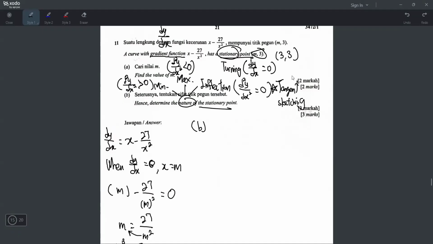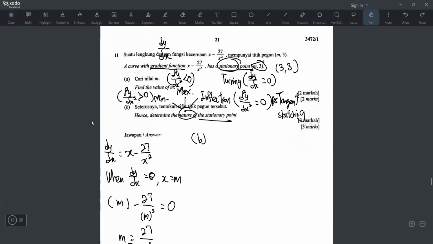But this one rarely comes out in the exam. Rarely, but it has come out before. I did the trial 2023 before, and I don't remember which state paper, but the tangent sketching method did come out. It's not always coming out, but it has come out before. So let's do this question. Determine the nature of the stationary point. So the stationary point is (3, 3).